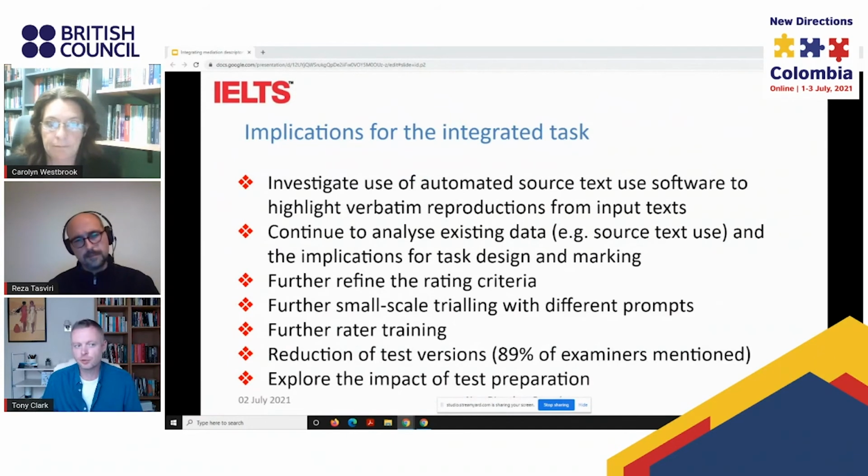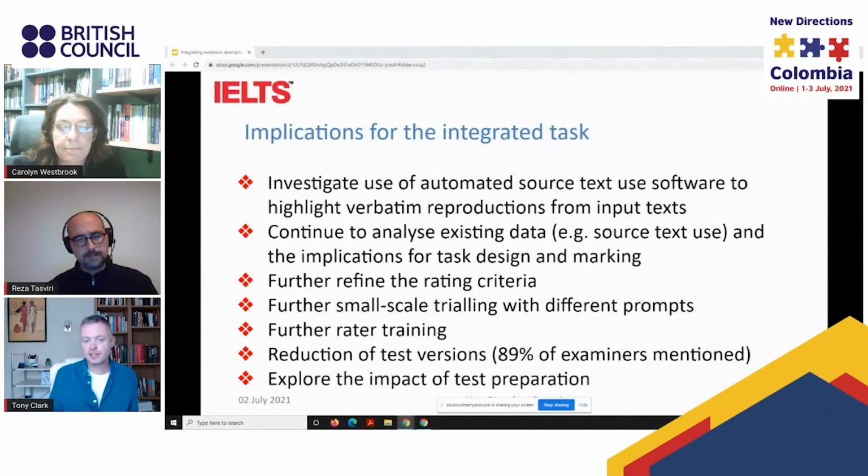And then finally, what would need to be done if we want to take this further? Well, there's considerable work still to be done. We need to look at source text use. That was something that proved a little bit more complicated than we had imagined. It's a complex thing. What do learners or candidates do with the source text they're given? Some kind of automated software would be really helpful there. We're thinking Turnitin, for example, the plagiarism software.